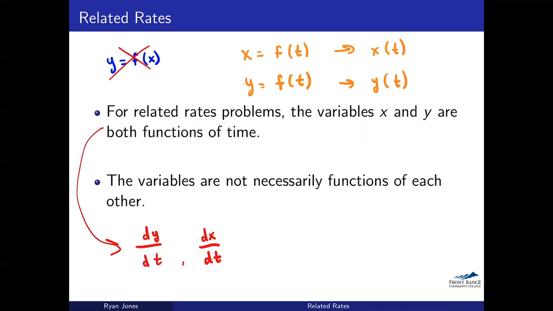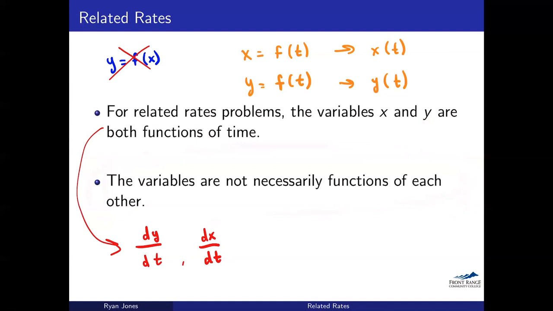The problems that we'll see, they'll start off by saying, hey, suppose that x and y are both functions of time t. And that's a big indicator that when you take a derivative, you've got to be careful that you're taking a derivative, not with respect to x, but with respect to t. So whenever you see an x, you don't want to treat it as just an independent variable. You want to treat it as an actual function. And this is probably pretty clear based on everything I just said, but the variables x and y are not necessarily functions of each other. They in theory could be, but they don't have to be. This isn't really too important of a point. More so just recognizing that x and y are going to be functions of time in the problems that we're going to see here.